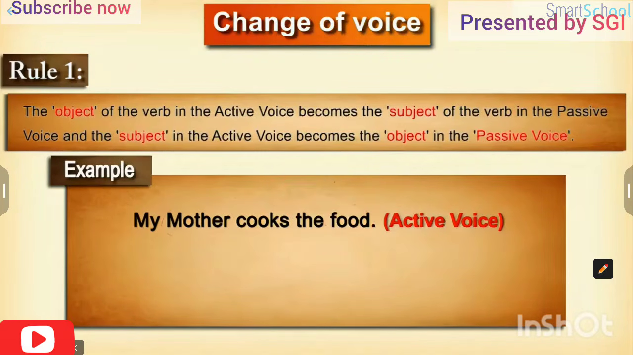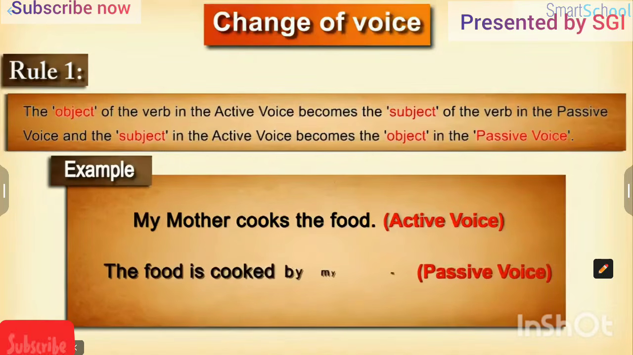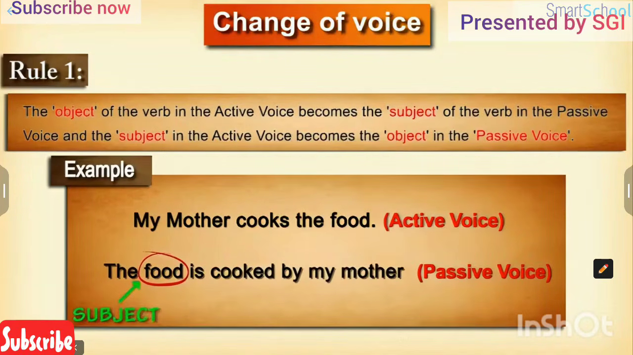In the passive voice, the sentence becomes, "The food is cooked by my mother." Here, food becomes the subject of the sentence and mother becomes the object of the sentence.